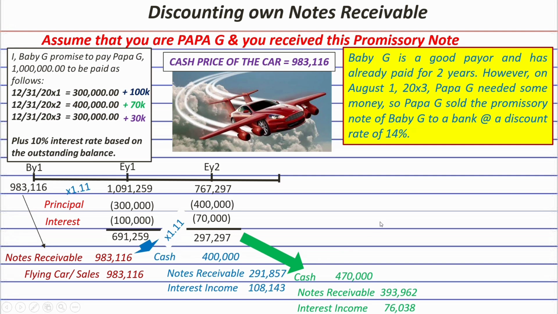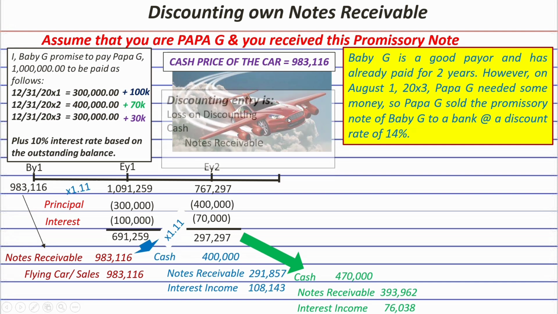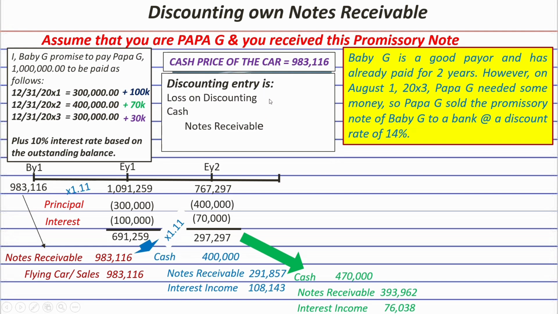Now, it's time to go to the selling of the notes receivable on August 1, 20x3. So what will happen first? My technique related to discounting or selling notes receivable is first to make a journal entry, which is simple: debit cash, of course, and then credit notes receivable, because you are selling the notes receivable, right? Logically, you need to debit cash because you will receive cash from the buyer of the notes receivable. And of course, you need to credit notes receivable because you will surrender your notes receivable to the buyer.